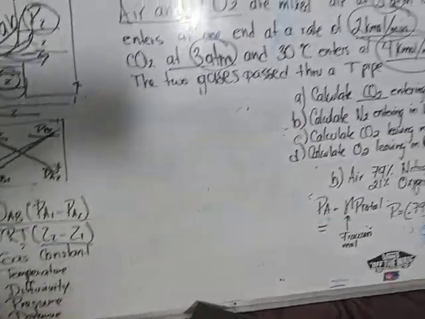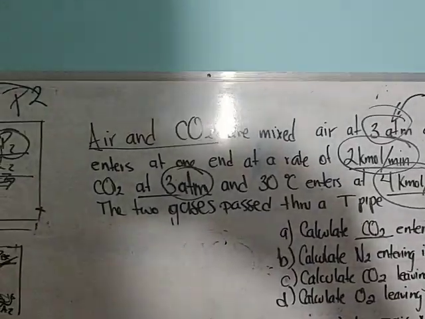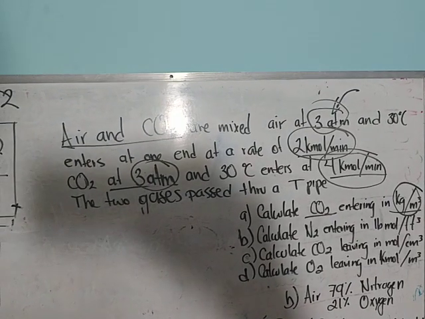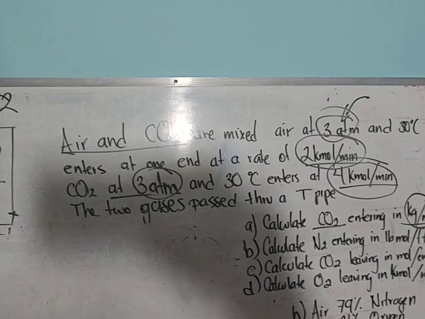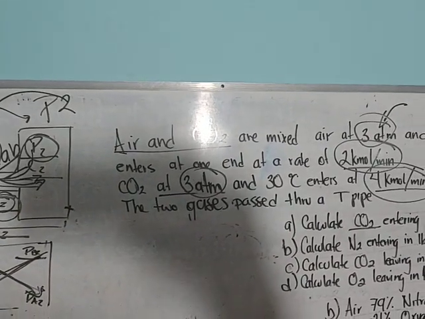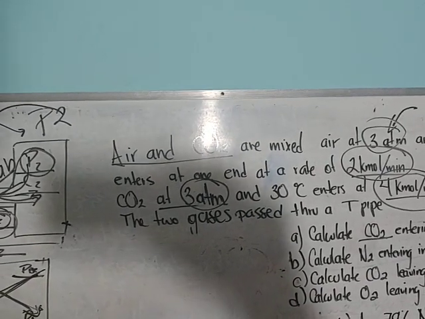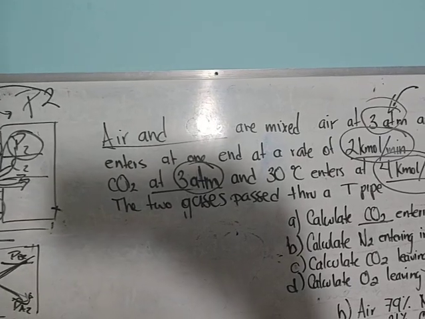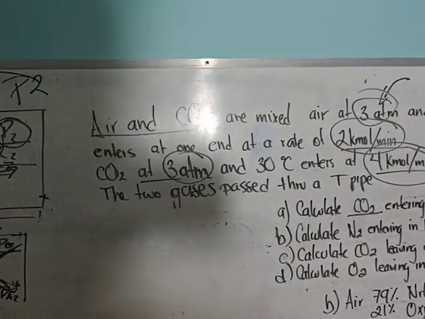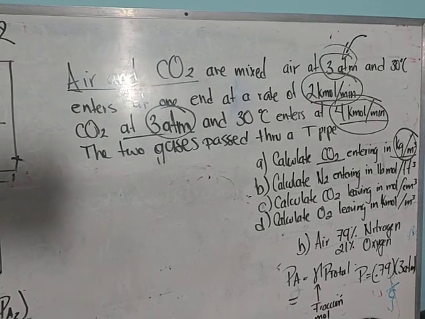Now, we're going to solve a problem. Maybe you remember it. Air and carbon dioxide are mixed. Air at 3 atmospheres and 30 degrees Celsius enters one end at a rate of 2 kilomole per minute, and the carbon dioxide enters in the same conditions, but the rate is different, 4 kilomole per minute. The two gases pass through a pipe. The first thing they are asking is to calculate the carbon dioxide that is entering.